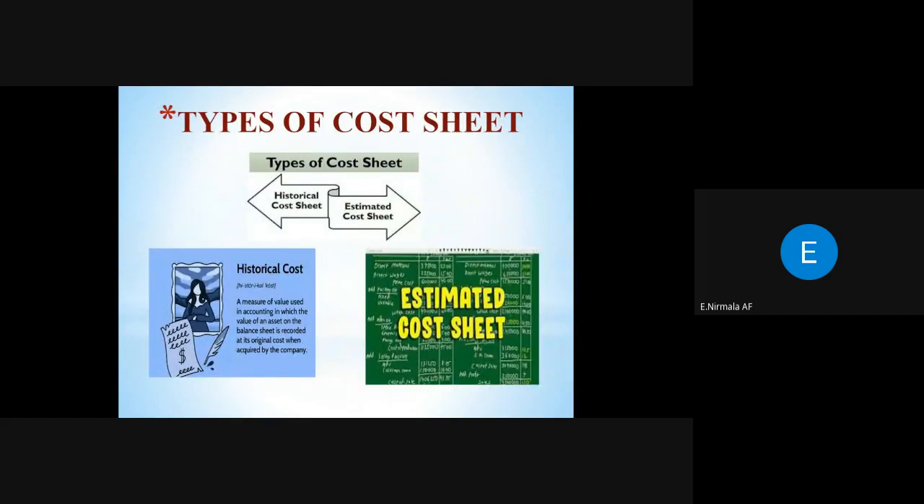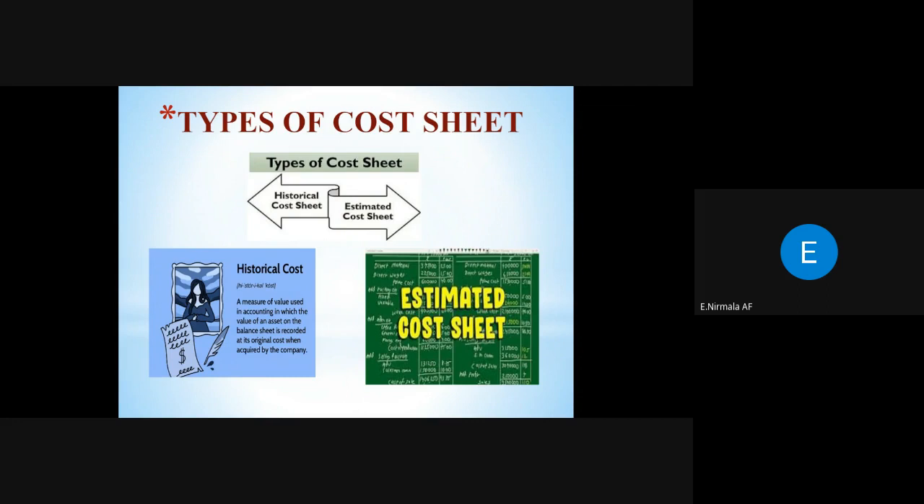There are two types of cost sheet. One is historical cost sheet and next one is estimated cost sheet. A cost sheet is a statement that records all the cost a business incurs from production to sales. Using this information, a company can fix the price of its products and services.